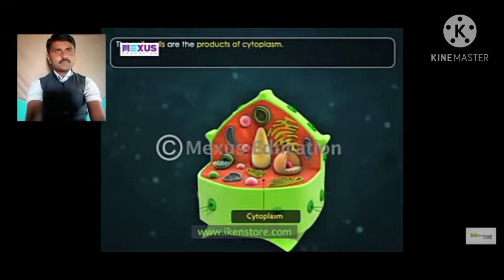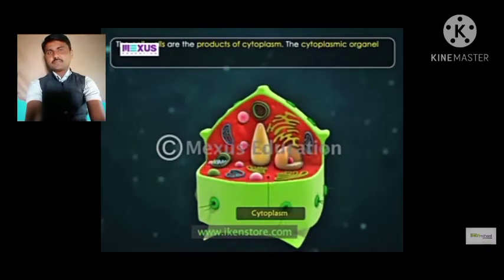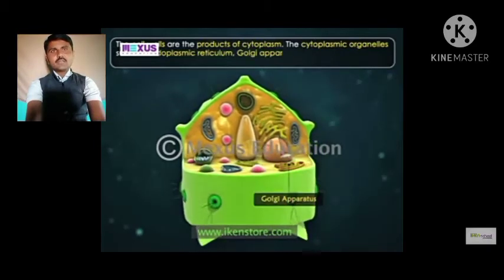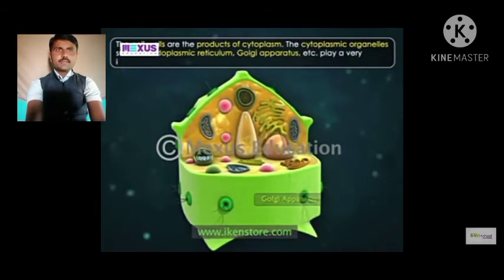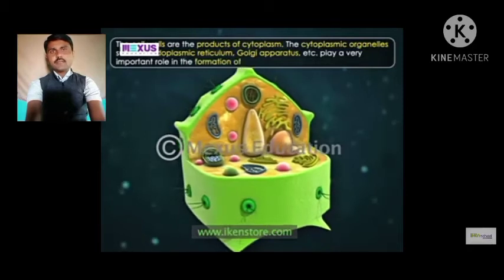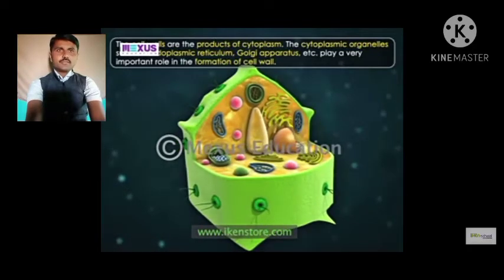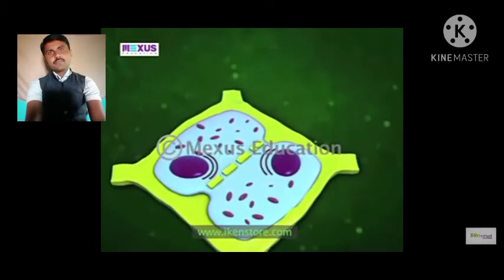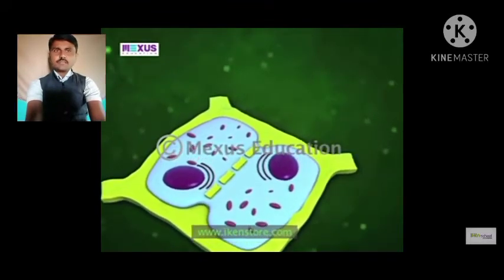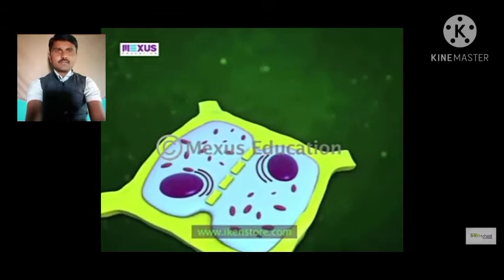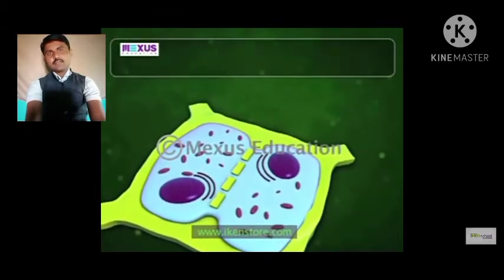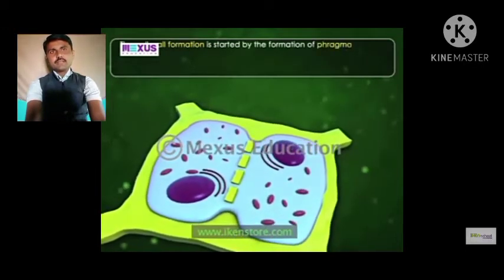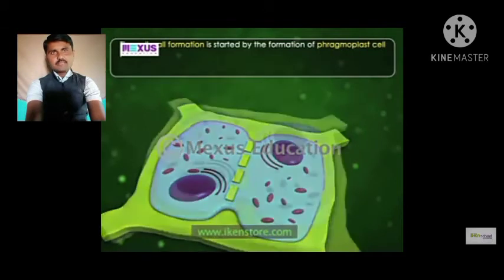System takes place. Products of cytoplasm: organelles, cytoplasmic reticulum, Golgi bodies, etc. play an important role in the formation of the cell wall. Initially, the formation of the cell wall process is known as the phragmoplast. In the phragmoplast, you are seeing the two cells are equally divided, started by the formation of the phragmoplast cells.